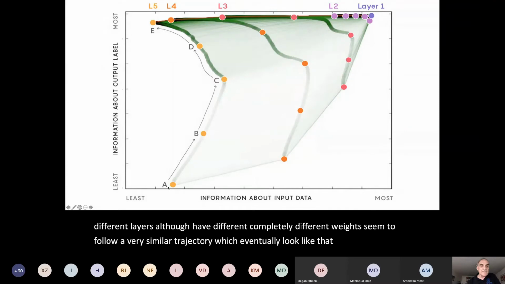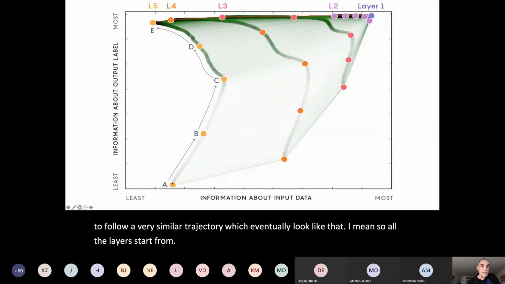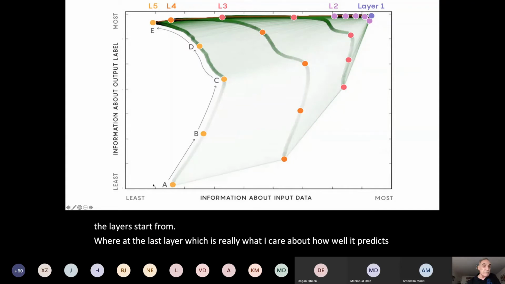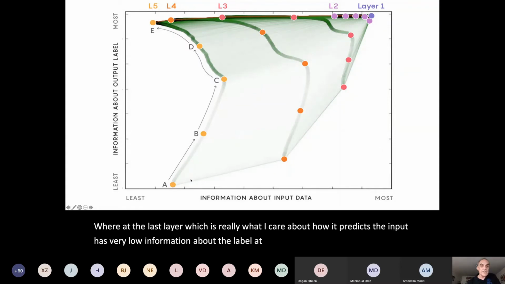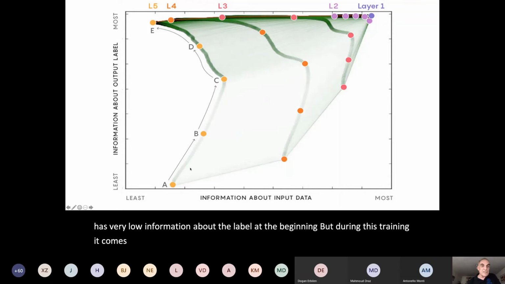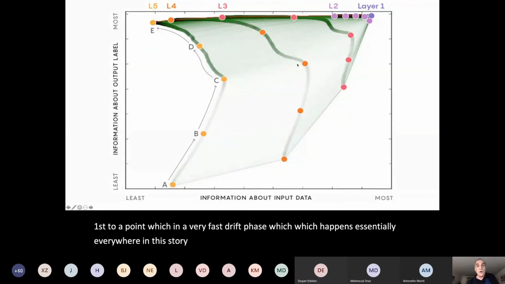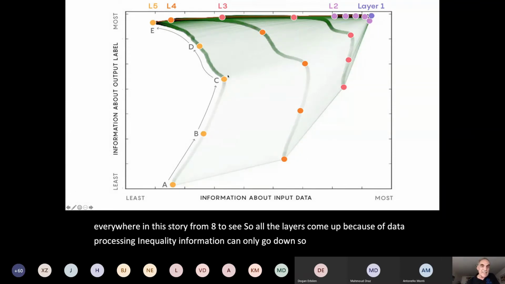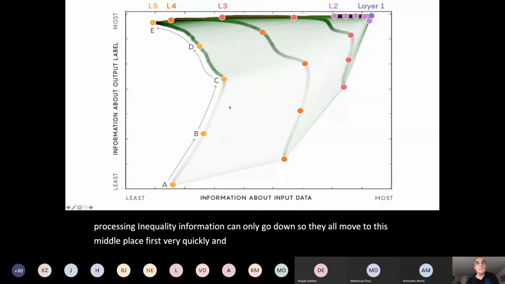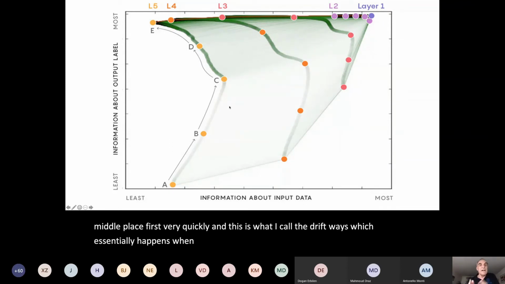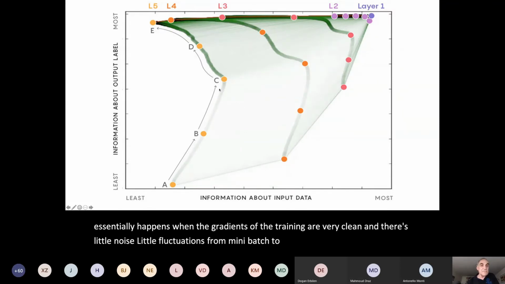I mean, all the layers start from the last layer, which is really what I care about, how well it predicts the label, has very low information about the label at the beginning, but during this training, it comes up first to a point, in a very fast drift phase, which happens essentially everywhere in this story from A to C. So all the layers come up because of the data processing inequality: information can only go down. So they all move to this middle place first very quickly. And this is what I call the drift phase, which essentially happens when the gradients of the training are very clean and there's little noise, little fluctuation from mini-batch to mini-batch in the gradient. This is fitting the data.